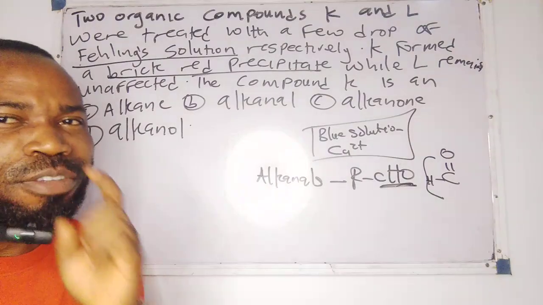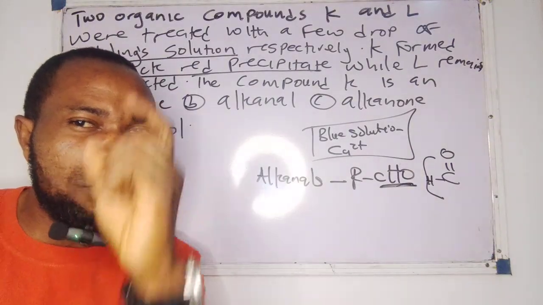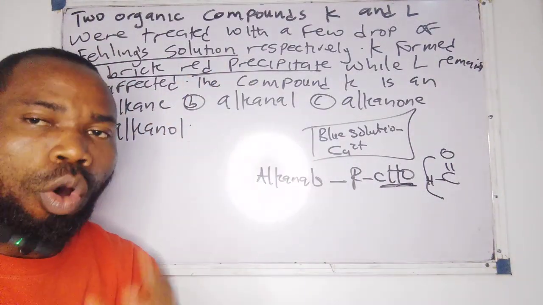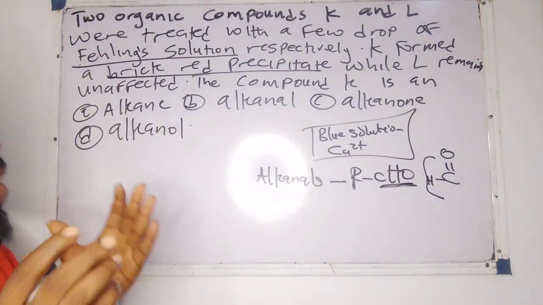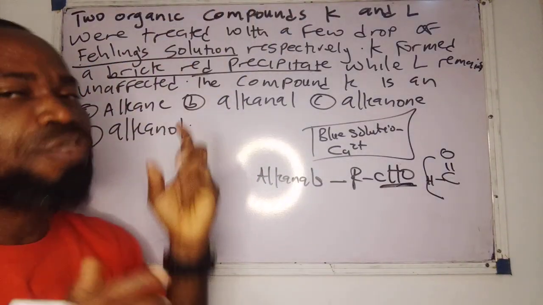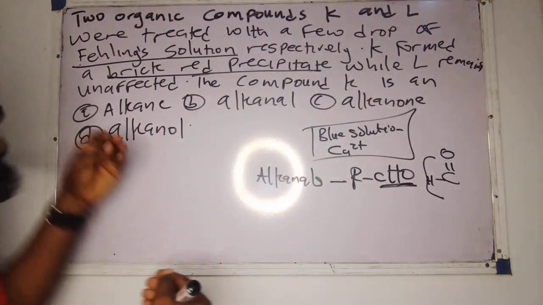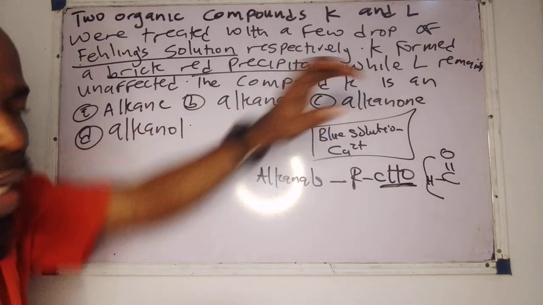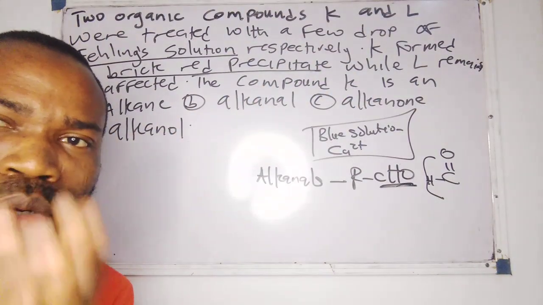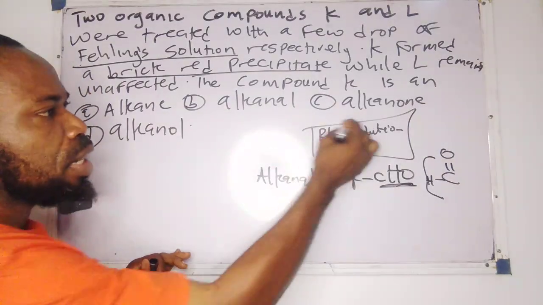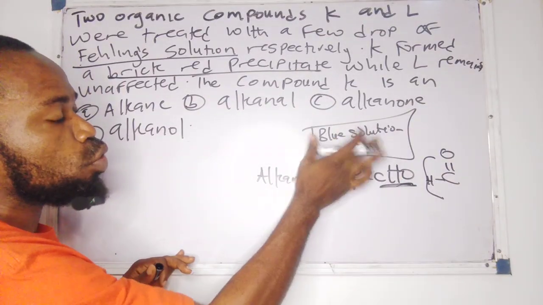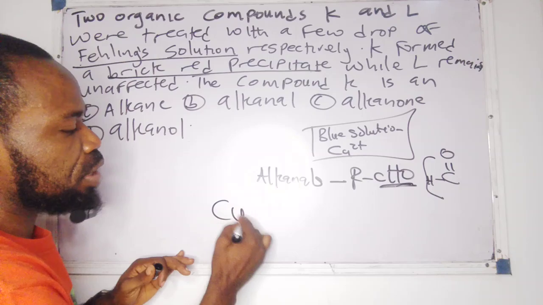Now, look at it very quickly. But it's not just Fehling's solution that can be used to detect alkanals. But firstly, let's trash the question. They say when I use Fehling's solution to test for the organic compound, it gave a brick red coloration. Now, why did it give a brick red coloration? Remember we said that this Fehling's solution is a copper(II) salt.